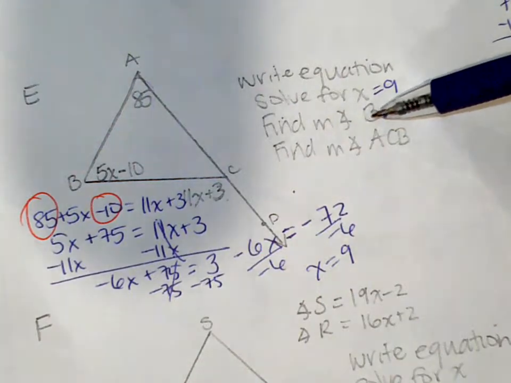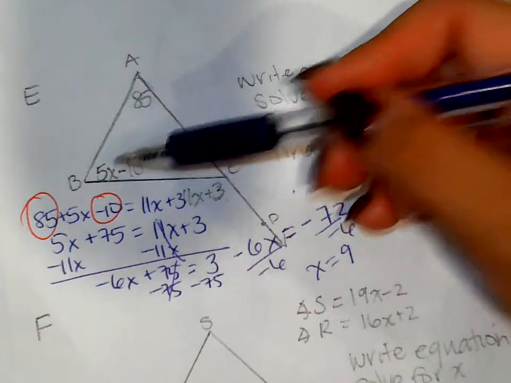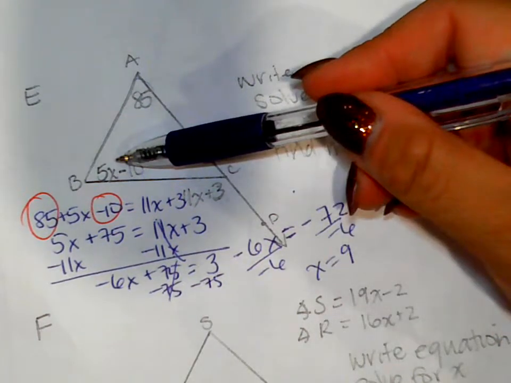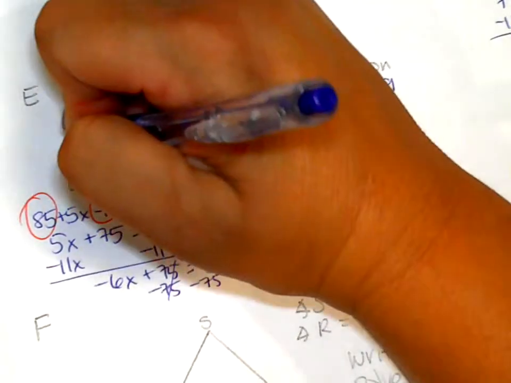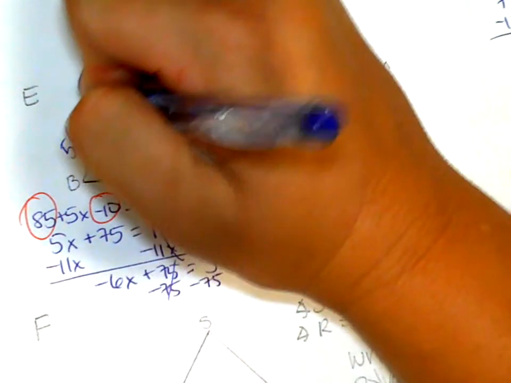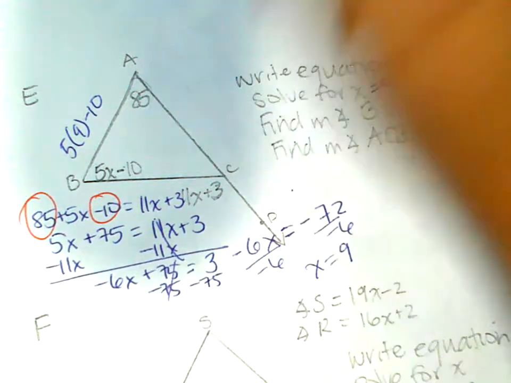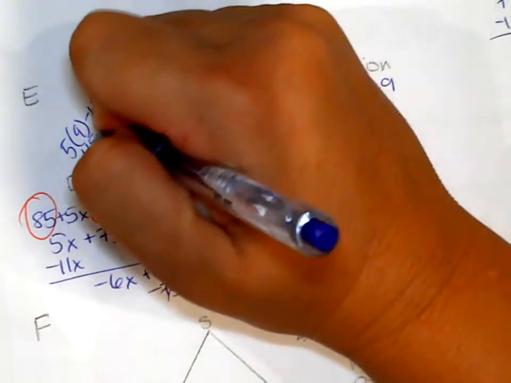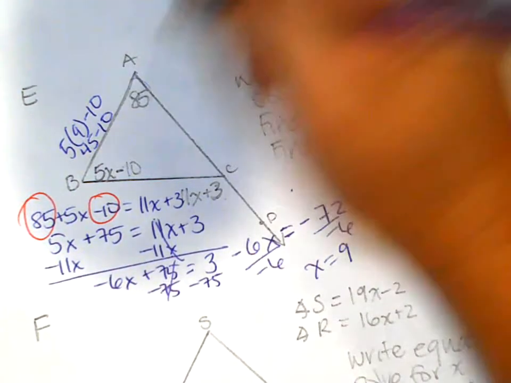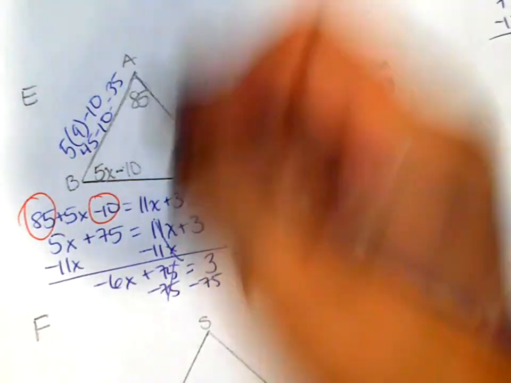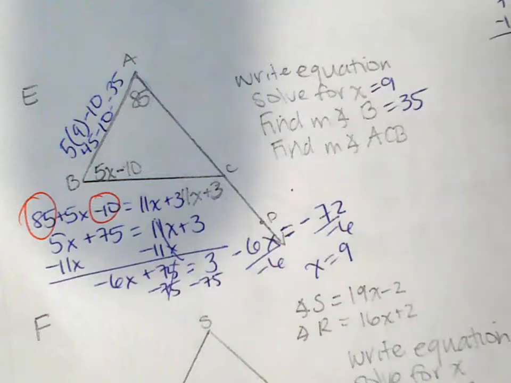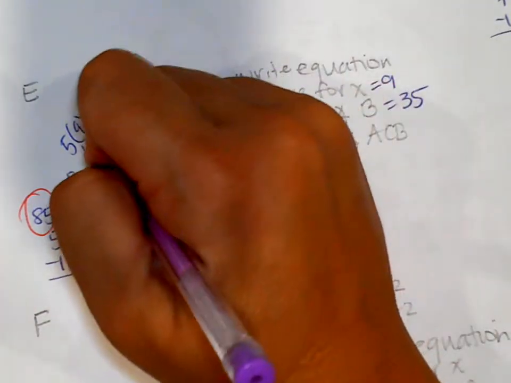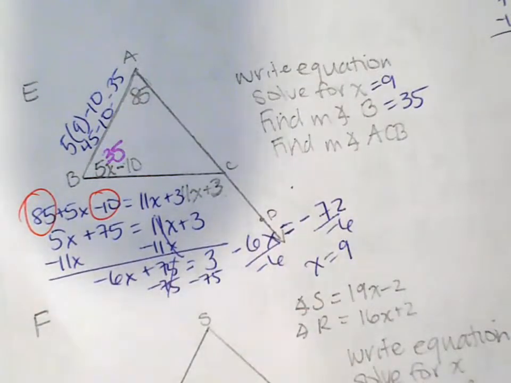Then it asked me to find the measure of angle B. So here's angle B. I need to plug that guy back in there. To find angle B, I'm going to go 5 times 9 minus 10, which gives me 45 minus 10, which equals 35. So angle B is equal to 35. This guy down here equals 35.